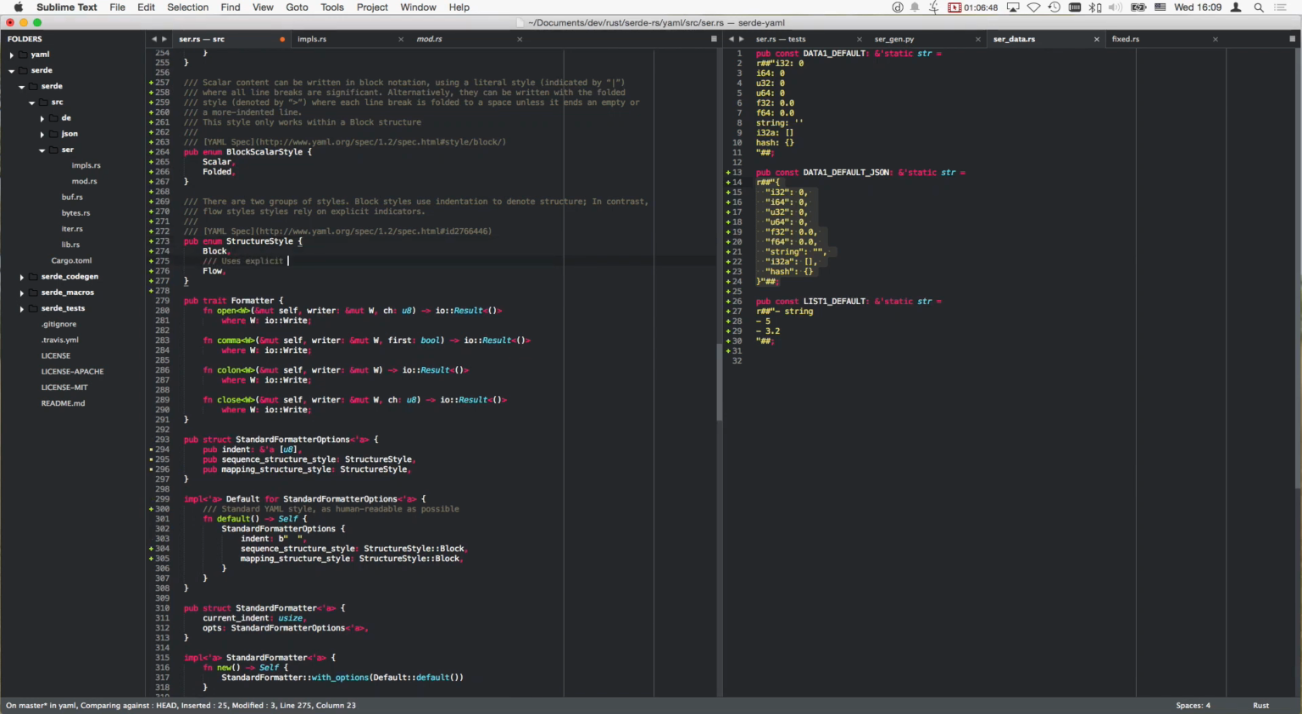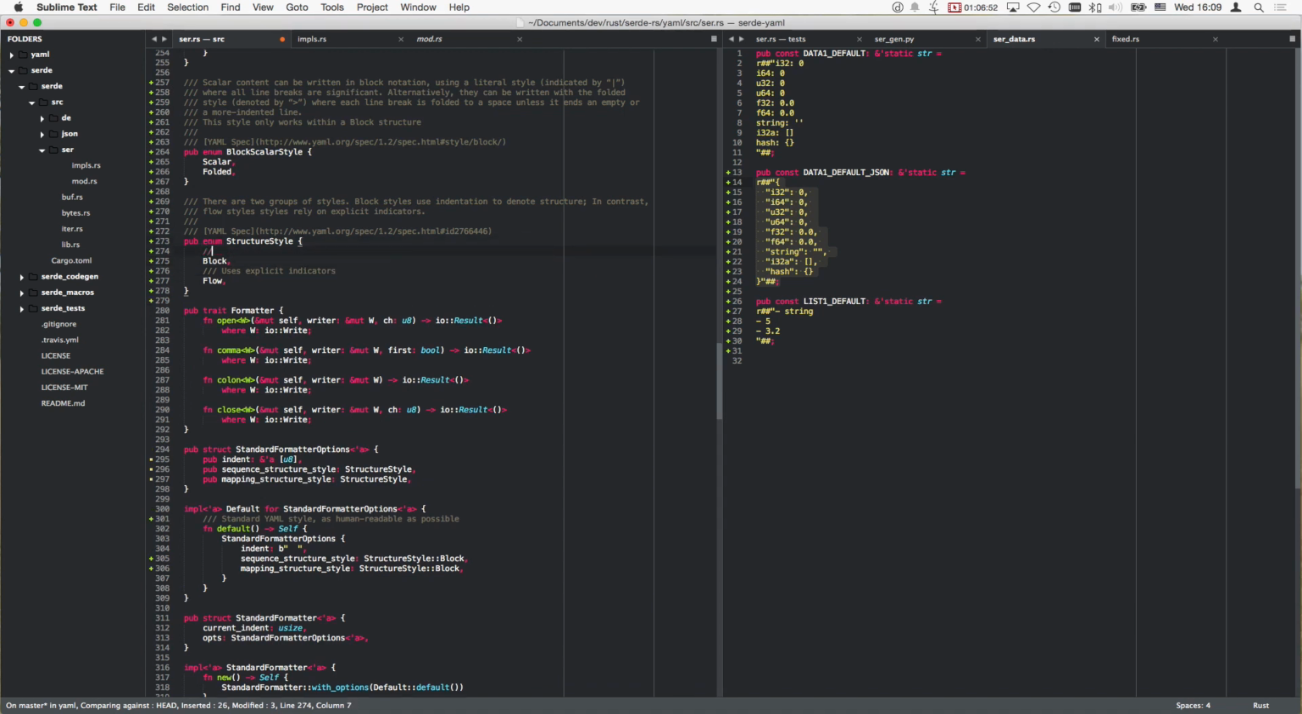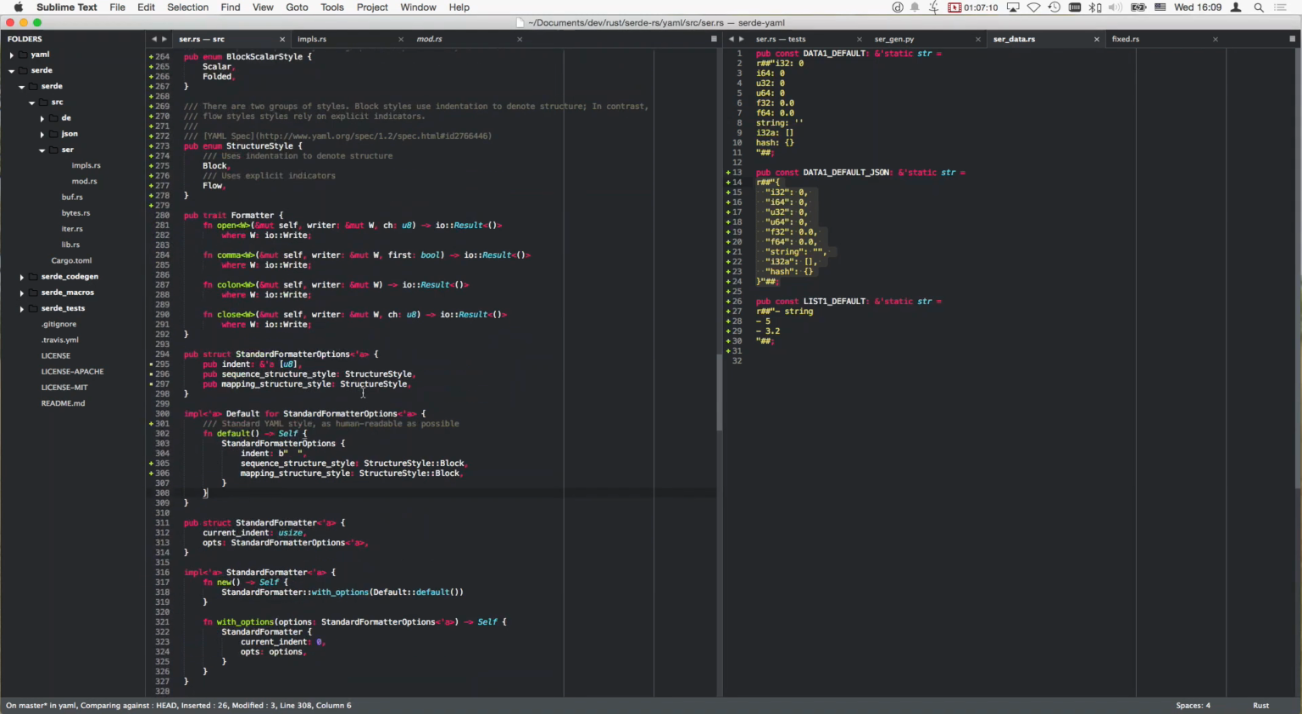Uses explicit indicators. Uses indentation to denote structure. So this indent, yeah, I can rename this at some point. I think it should be consistent across the entire document, but I'm not sure if this is required by YAML or not at all. Yeah, so it's already 1:07 and I didn't get too far here.